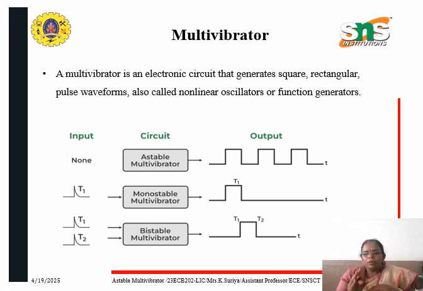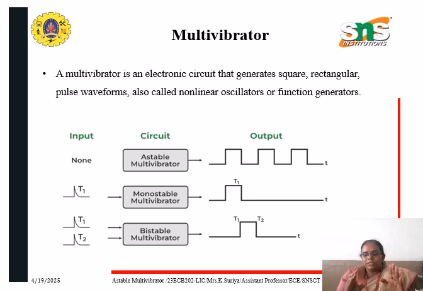There are three types of multivibrators which are astable multivibrator, monostable multivibrator, and bistable multivibrator. As the name suggests, astable multivibrator does not have any stable state. It consists of only two unstable states. It does not require any external trigger pulse. In monostable multivibrator, you have one stable state and one unstable state. Here, the output switches between the stable and unstable state with the help of an external trigger pulse.